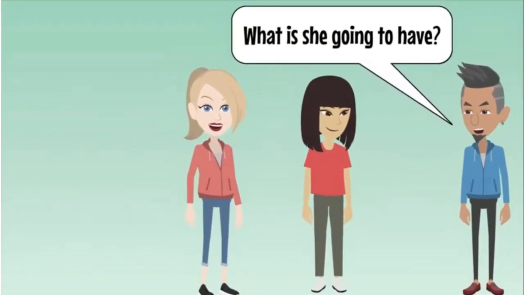Look at this example. What is she going to have? Here, my students, we use auxiliary verb is. After question word what, we use auxiliary verb is, because here we use subject she. Also here we use verb have in infinitive after going to. Take care here, my students, to make a question, we use auxiliary verb before the subject.